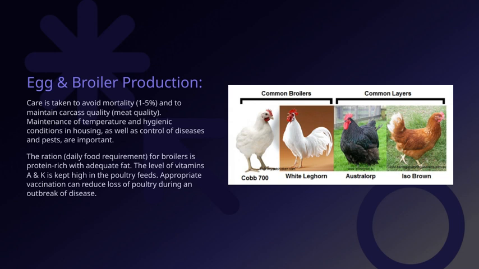All these measures, environment control, disease prevention, nutrition, are interconnected and contribute to the overall success of the production system. When we combine these practices, we ensure healthier birds, better meat quality, and more sustainable production outcomes.